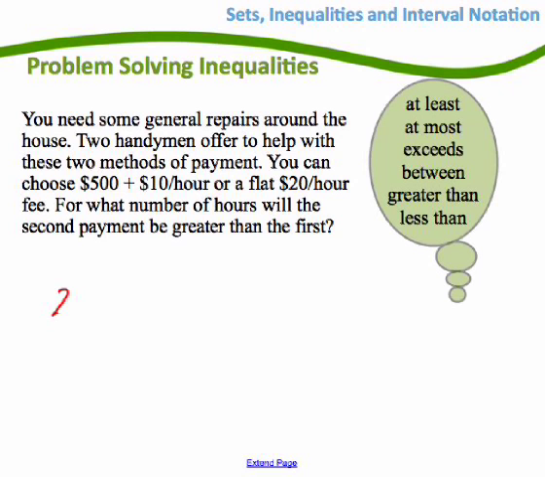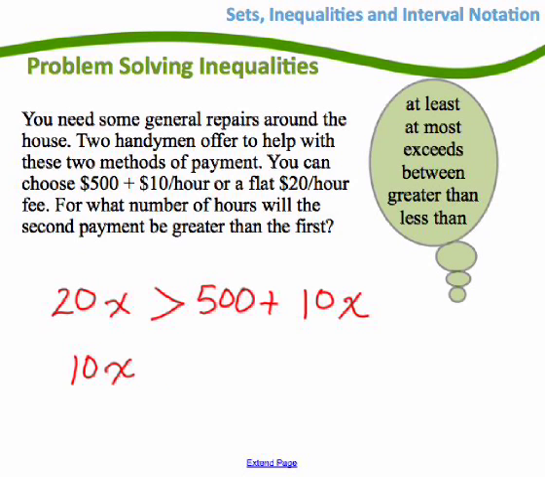Oh. Second payment is 20 times the number of hours. Let's call that x. So for what number of hours will the second payment be greater than? Okay, greater than. It doesn't say equal. So second payment greater than 500 plus $10 times however many hours you work. I think that's right. Okay, so now I need to solve. I'll bring the 10x over to this side and subtract. So I'll get 10x is greater than 500. Divide both sides by 10, and I'll get x is greater than 50. Notice I didn't have to swap the sign because I didn't divide by a negative.